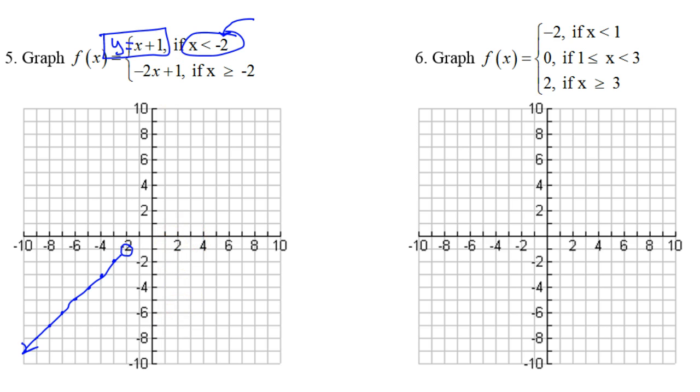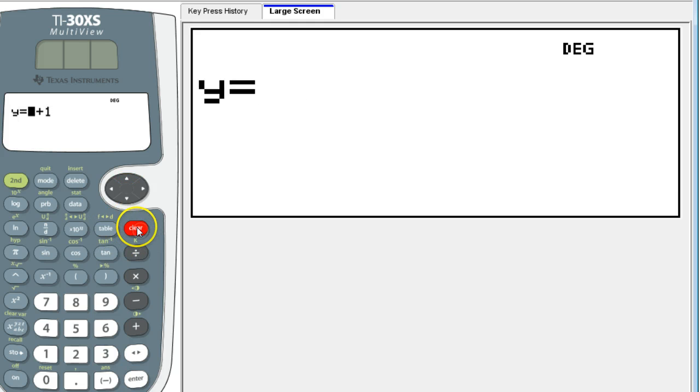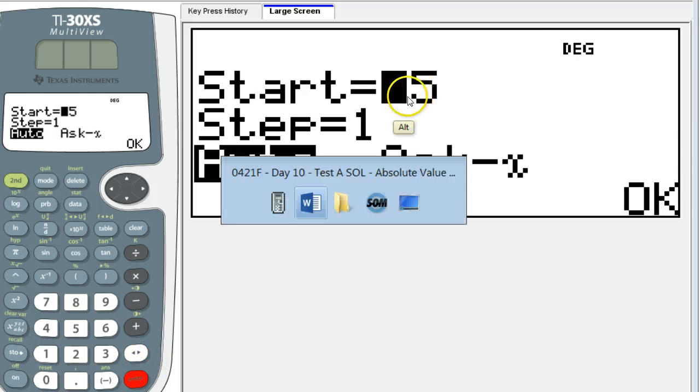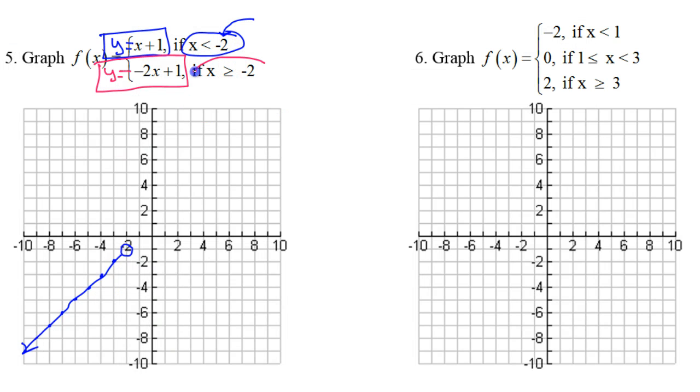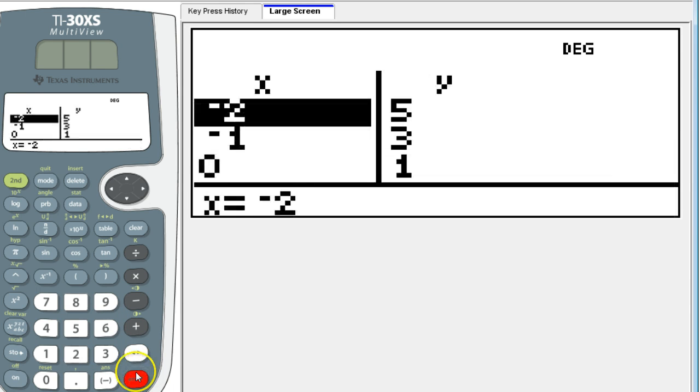Now let's do the same thing again with the second piece, y equals -2x plus 1. So again, table feature, clear it out, -2x plus 1. Hit enter. Again, I want to start at -2 because I know that's going to be the endpoint. Enter, enter, enter, enter. So this is the endpoint, -2, 5.